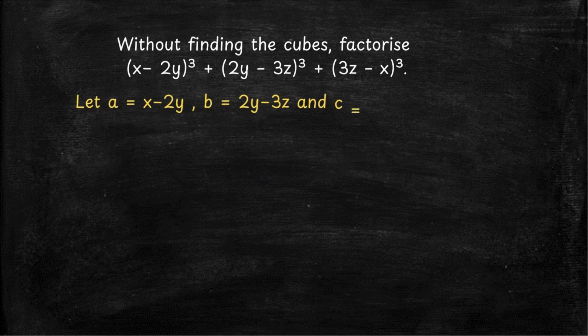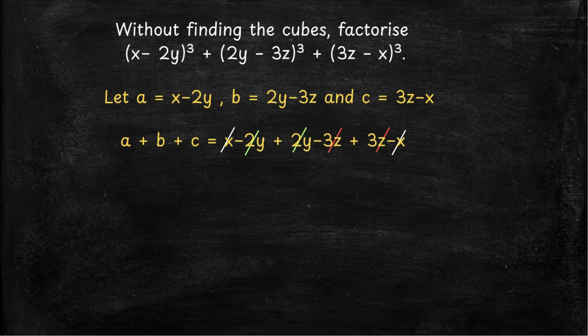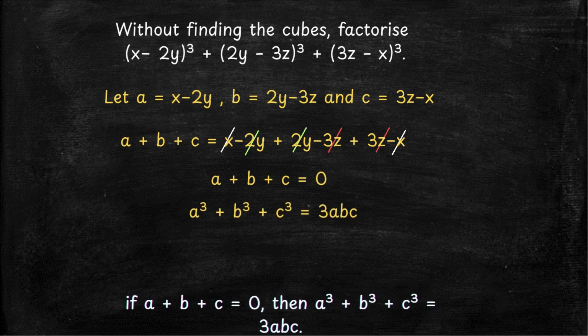Now let's take a as x minus 2y, b as 2y minus 3z and c as 3z minus x. On adding a plus b plus c, we get x minus 2y plus 2y minus 3z plus 3z minus x. Next, x and negative x get cancelled. 2y and negative 2y, and 3z and negative 3z get cancelled. So we got a plus b plus c as 0. Now applying this relation that if a plus b plus c is 0, a cube plus b cube plus c cube is equal to 3 times abc.